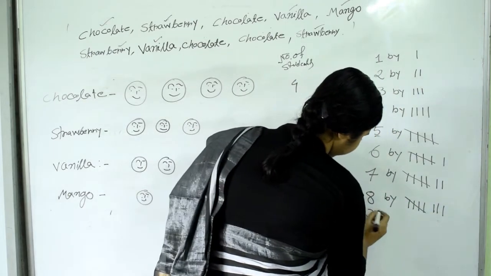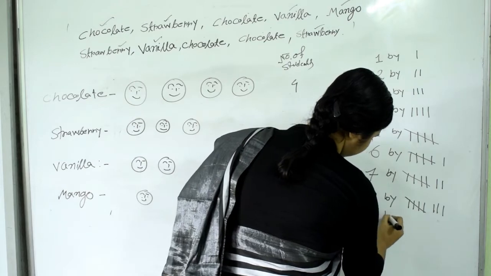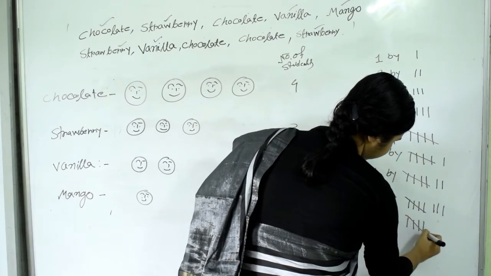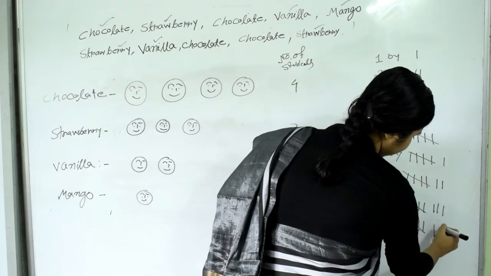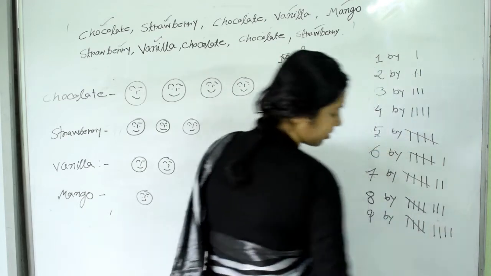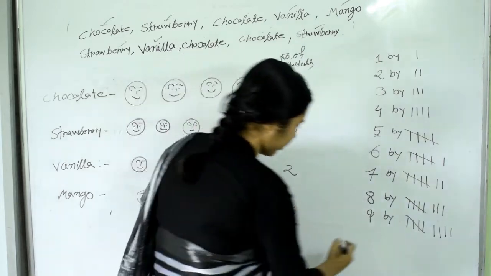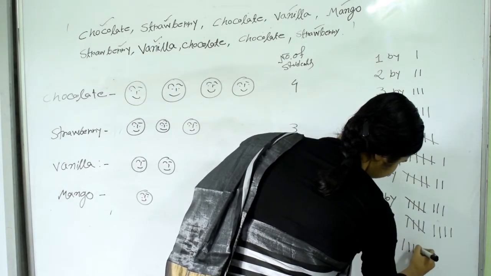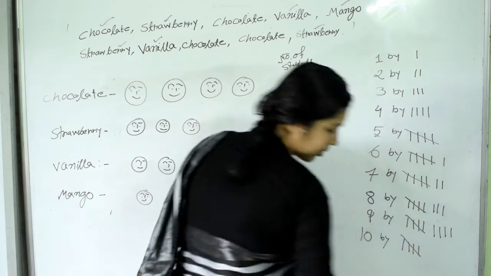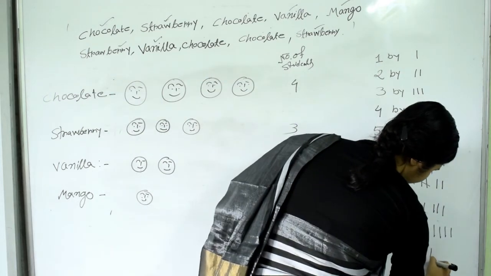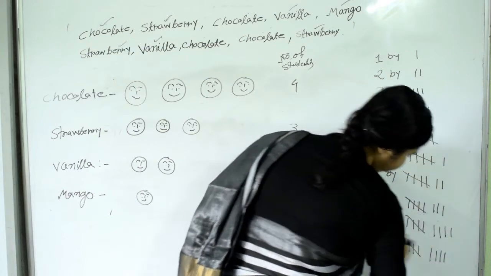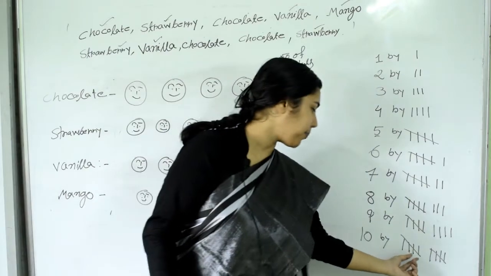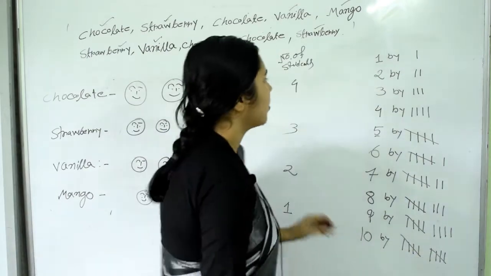Number 9 as again 1, 2, 3, 4, 5, 6, 7, 8, 9. And for number 10, 1, 2, 3, 4, 5. Next again 1, 2, 3, 4, 5. You know that 10 equals 5 plus 5. Okay.